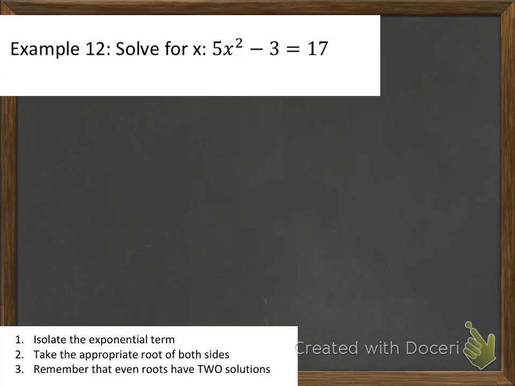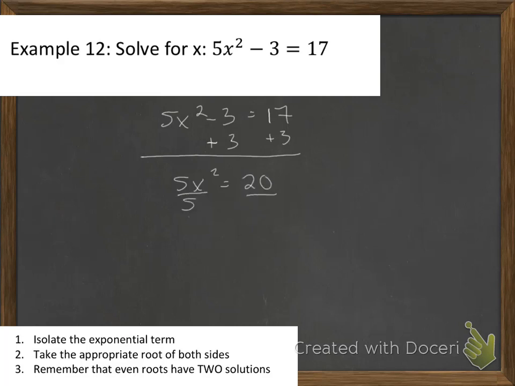Okay, I believe this is the last question here. So we have 5x squared minus 3 is equal to 17. So I'm going to add 3 to both sides. Then I have 5x squared is equal to 20. I'm going to divide both sides by 5. Again, this is not an exponential term. It's a term that contains an exponent. So we get x squared is equal to 4.